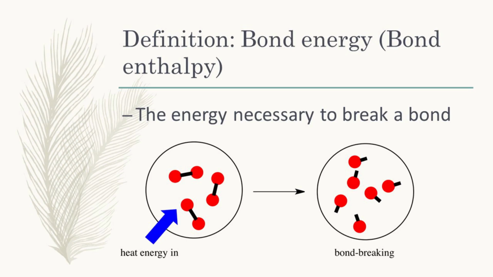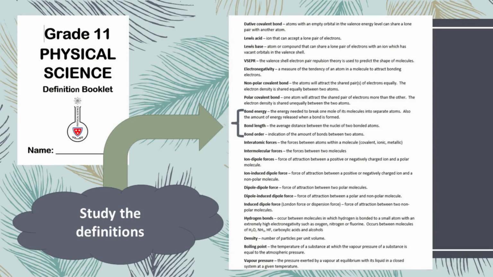If we look at the simple and straightforward definition of bond energy, or bond enthalpy if you want to use the fancy word, the simple definition is that it is the energy required to break a bond. However, if it is asked in a test question, you need to state it as follows. It is the energy needed to break 1 mole of its molecules into separate atoms. Also, the amount of energy released when a bond is formed. You need to mention that bit about it being 1 mole of molecules when you define bond energy.